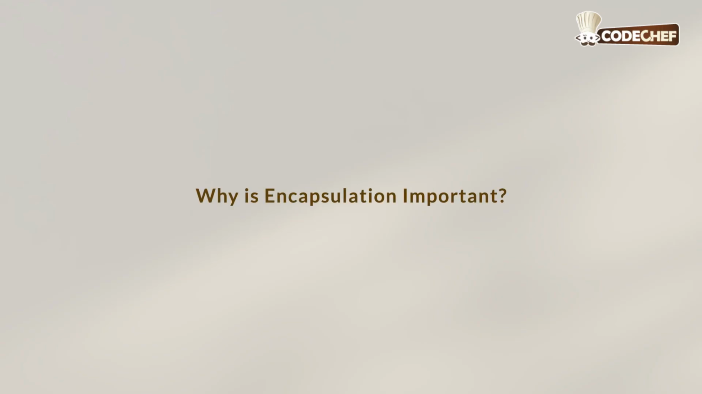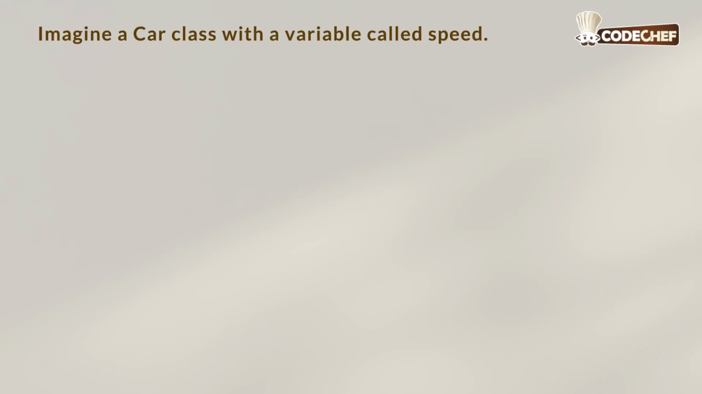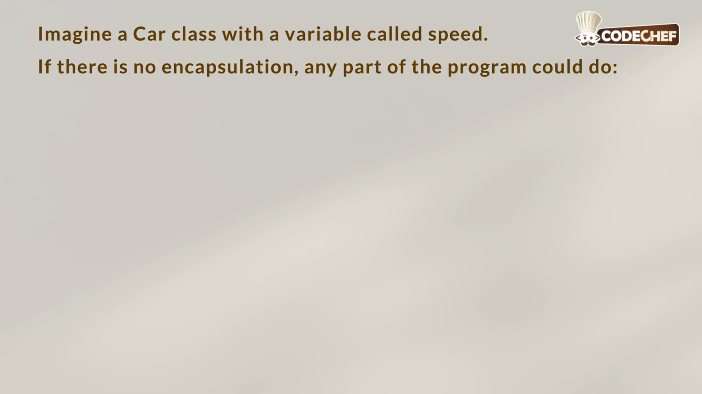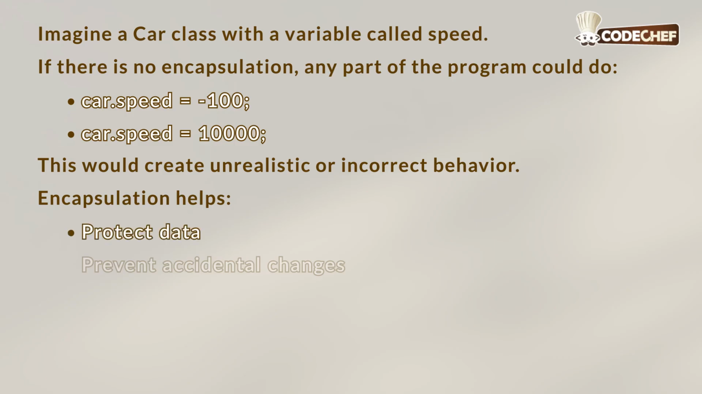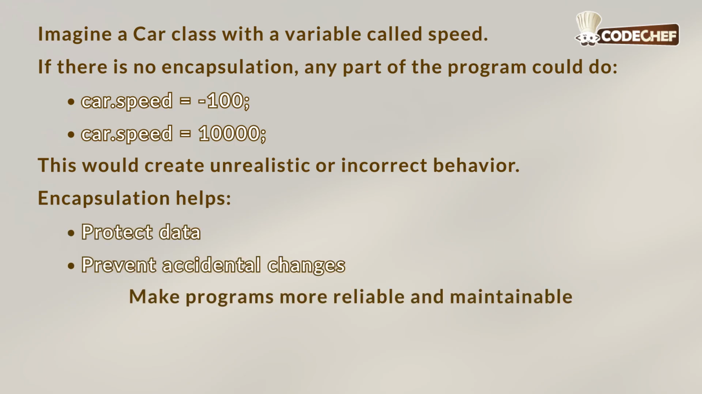Why is encapsulation important? Imagine a car class with a variable called speed. If there is no encapsulation, any part of the program could do car.speed equal to -100 or car.speed equal to 10,000. This would create unrealistic or incorrect behavior. Encapsulation helps protect data, prevent accidental changes, making the program more reliable and maintainable.